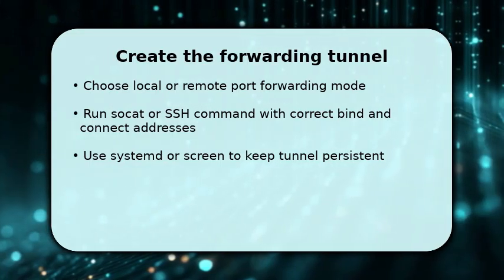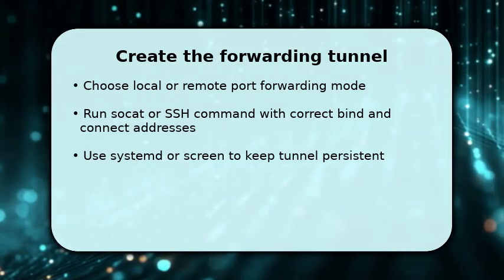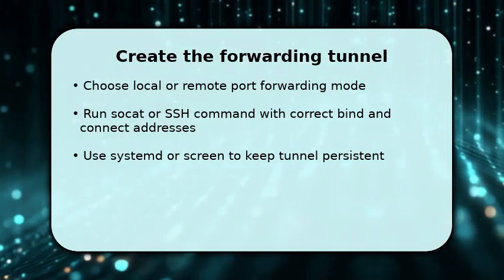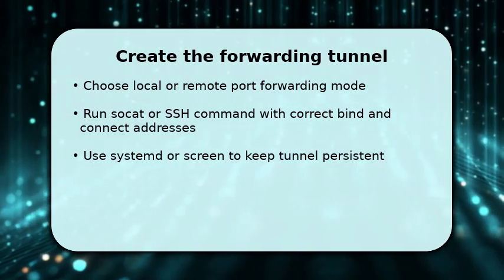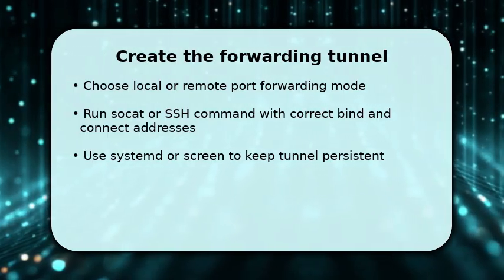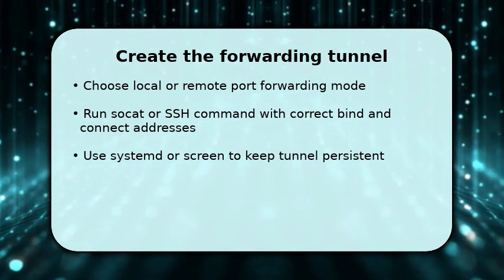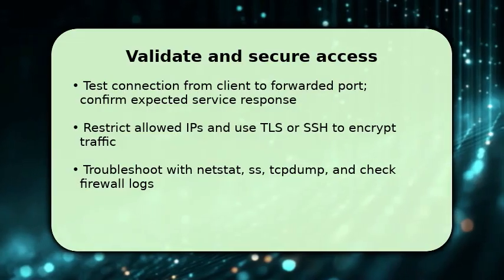For example, run socat TCP-LISTEN:8080,fork TCP:dest_IP:80 or ssh -R 8080:dest_IP:80 user@relay. Once you confirm the command works interactively, make it persistent. Create a systemd service or a cron @reboot entry. Finally, validate by connecting a client to the forwarded port and verify the service responds as expected.